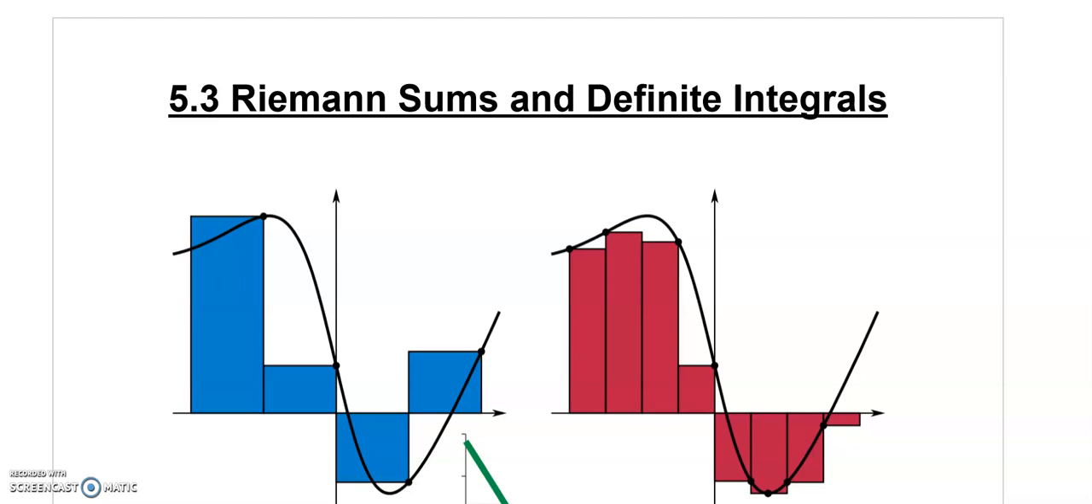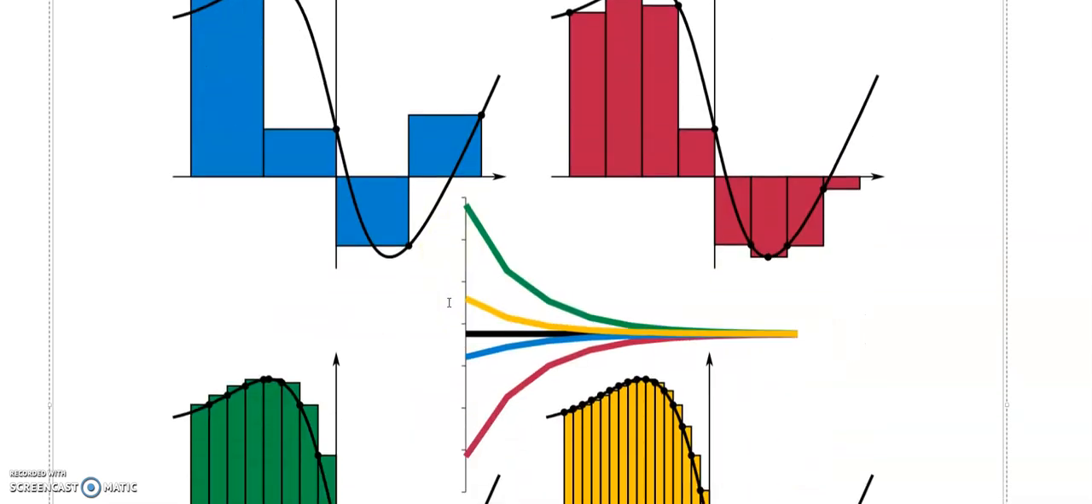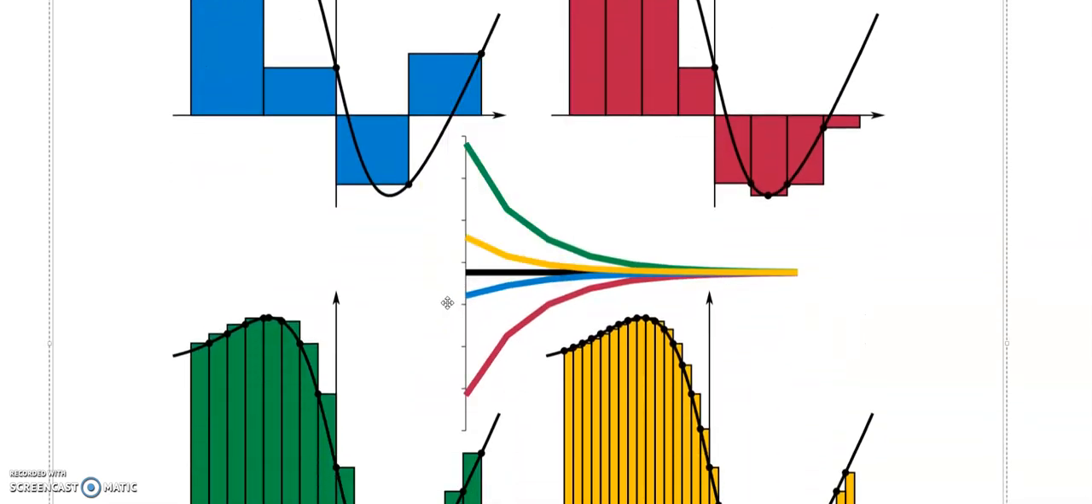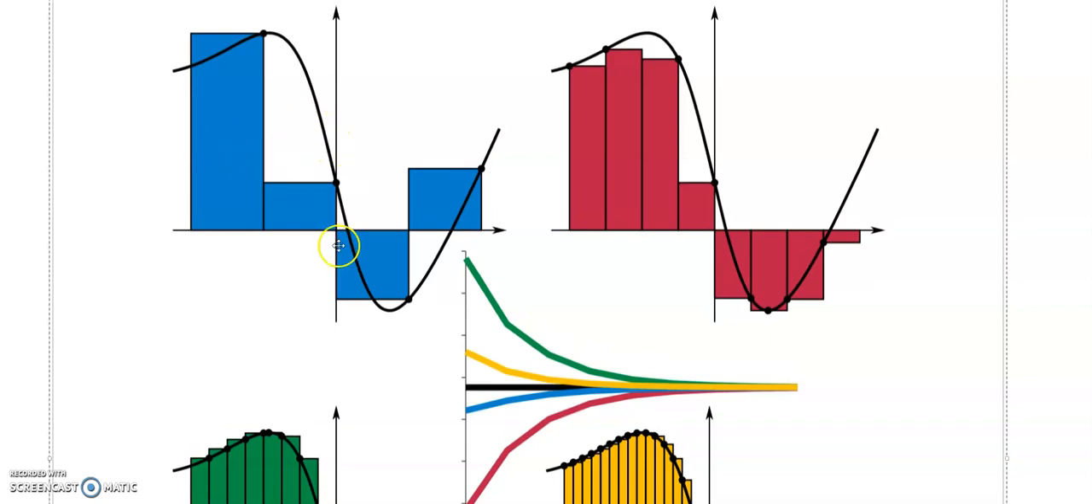In this video, we're going to take a look at Riemann sums and definite integrals. We're going to look more at what it means as we put more and more rectangles. For example, in this image you notice the blue rectangles, 1, 2, 3, 4, representing or approximating the area under the curve.